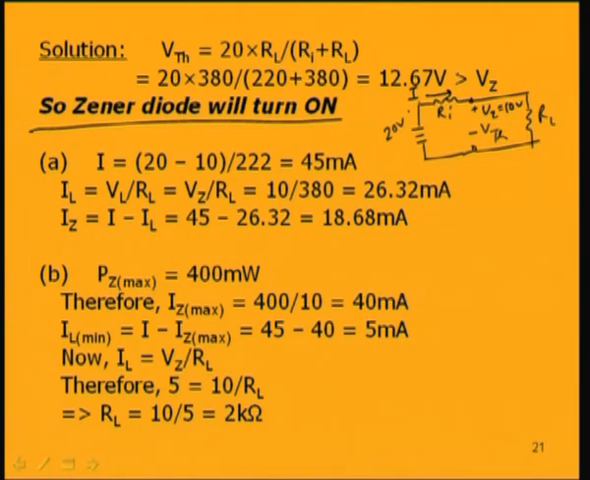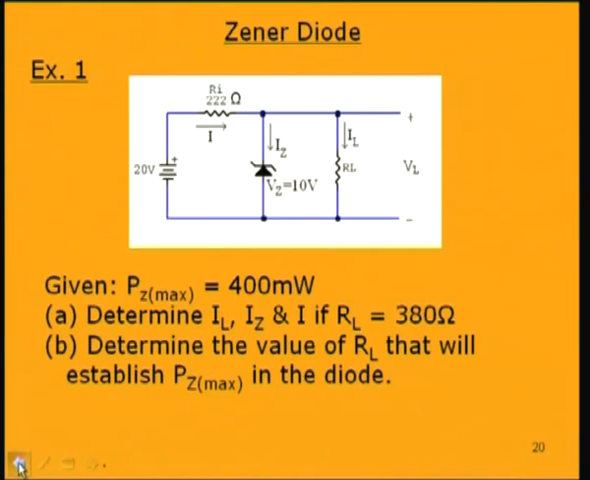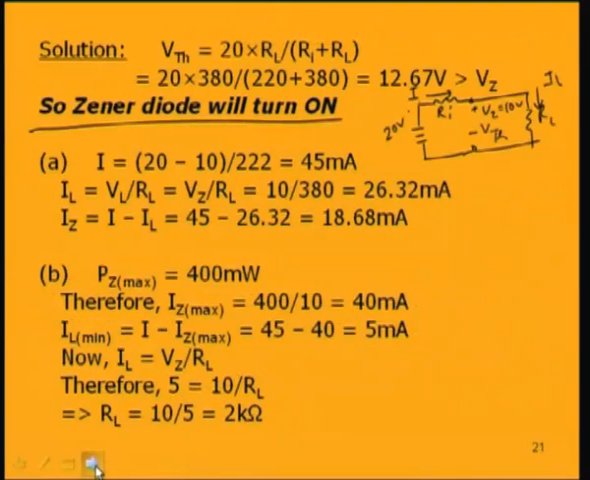I is equal to 45 milliampere. Now, what about this current IL? IL is equal to the voltage across this load resistance divided by load resistance RL. Now, what is this voltage? After Zener breakdown, this voltage is constant at 10 volt. So, 10 volt divided by load resistance 380 ohm will be the current IL. So, Vz by RL, 10 volt divided by 380, gives 26.32 milliampere as IL current.